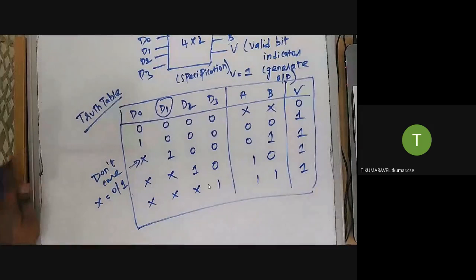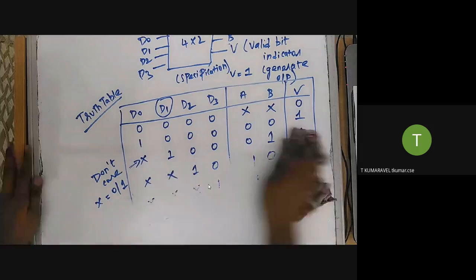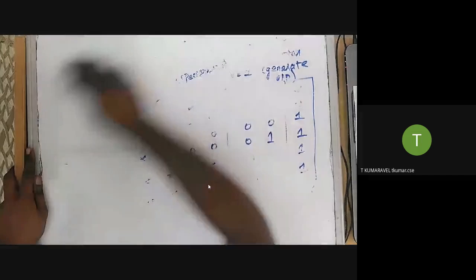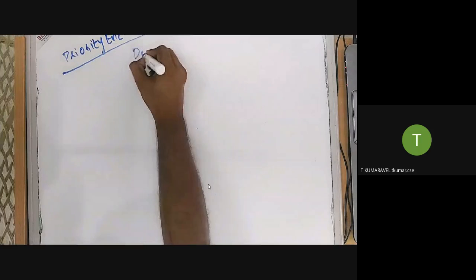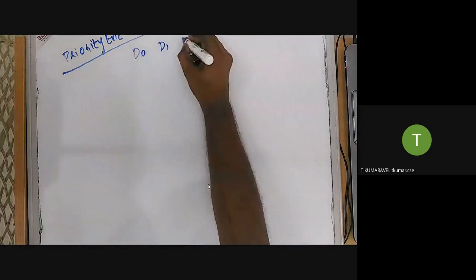So based on that, I'm going to write the Boolean function. Based on that, I'm going to write the output. So once again, I'm going to write down the truth table.